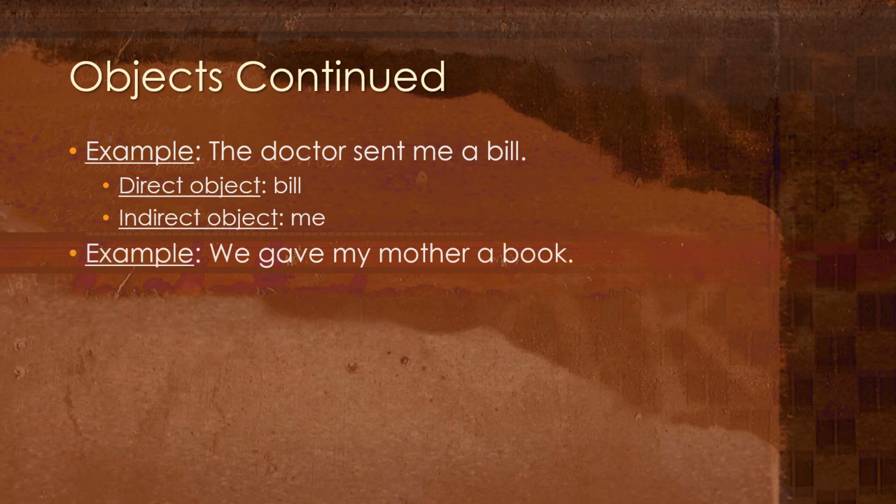We gave my mother a book. Who is our subject here? Who is doing the action? We. In this case, it's a pronoun. What's the one word for what we did? We gave. Now we have a subject and a predicate. What did we give? We gave a book. Now, going back to the middle of the sentence, we're looking for who or what the book affects. Mother.